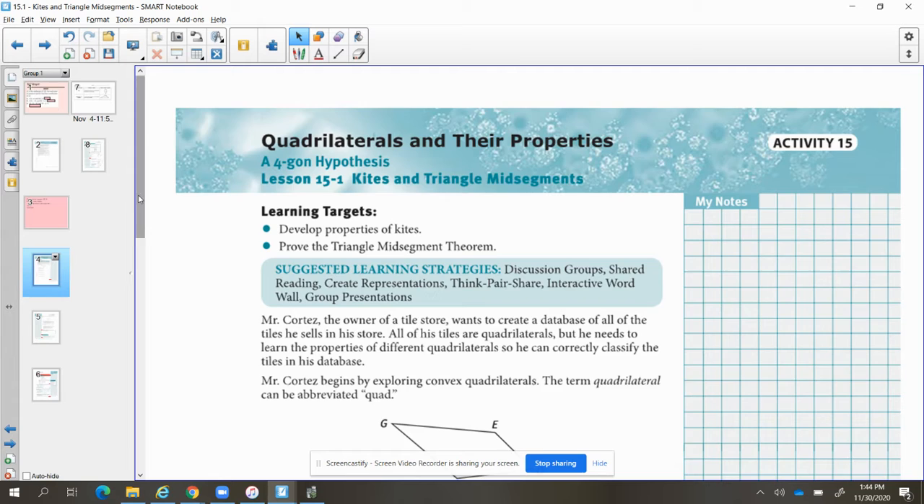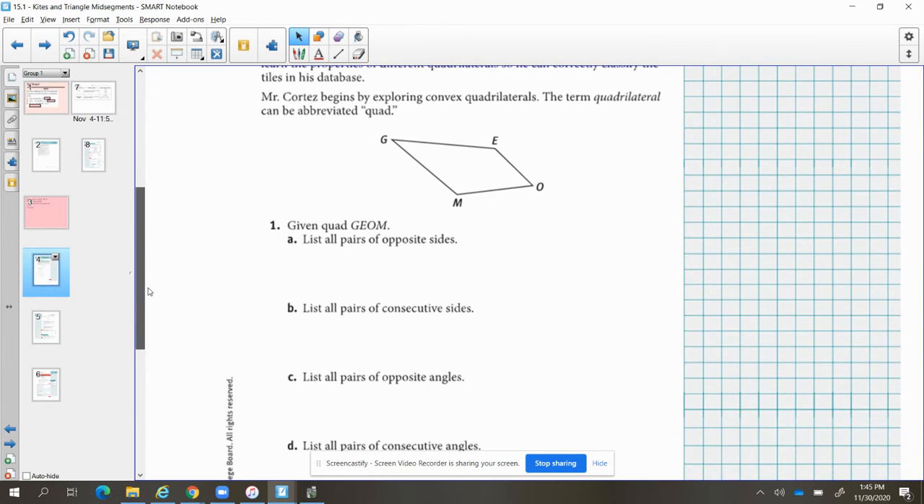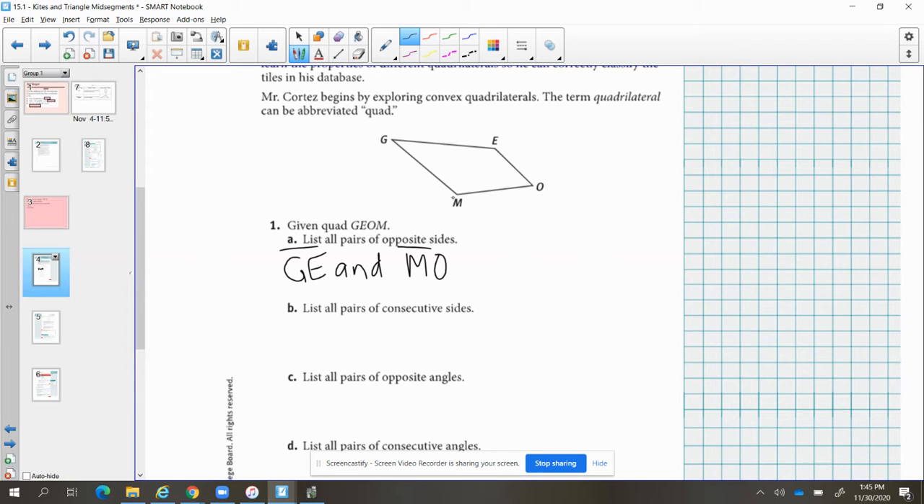So on page 205, we see here the quadrilateral called GEOM. And quadrilateral means it's a four-sided figure, and we'll oftentimes call them quads. So if we look here at this four-sided figure, we have a couple pairs of opposite sides. One pair of opposite sides is going to be side GE and side MO, because the term opposite means that they are across from each other.